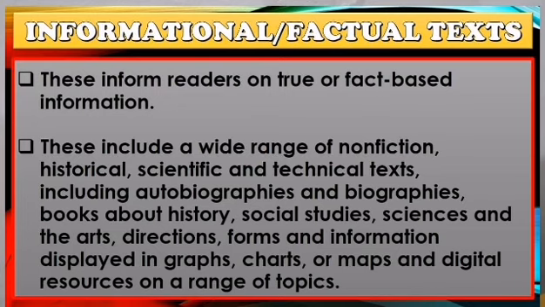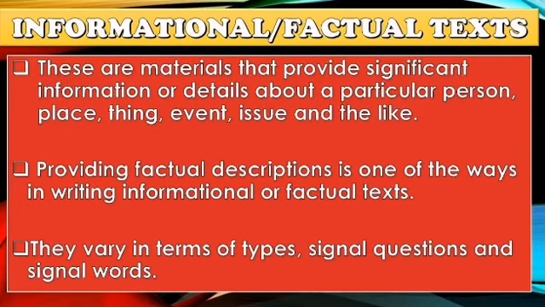These include a wide range of non-fiction, historical, scientific, and technical text, including autobiographies and biographies, books about history, social studies, sciences and the arts, directions, forms and information displayed in graphs, charts or maps, and digital resources on a range of topics. These are also materials that provide significant information or details about a particular person, place, thing, event, issue, and the like. Providing factual description is one of the ways in writing informational or factual texts. They vary in terms of types, signal questions, and single words.